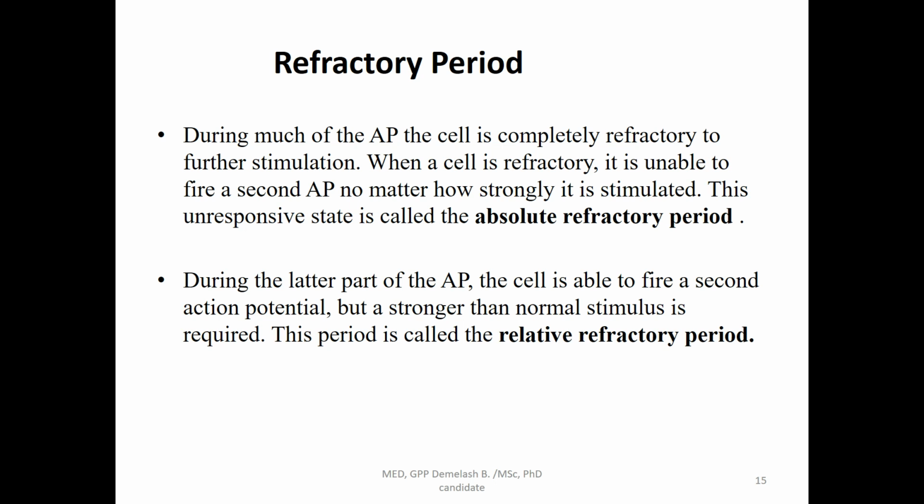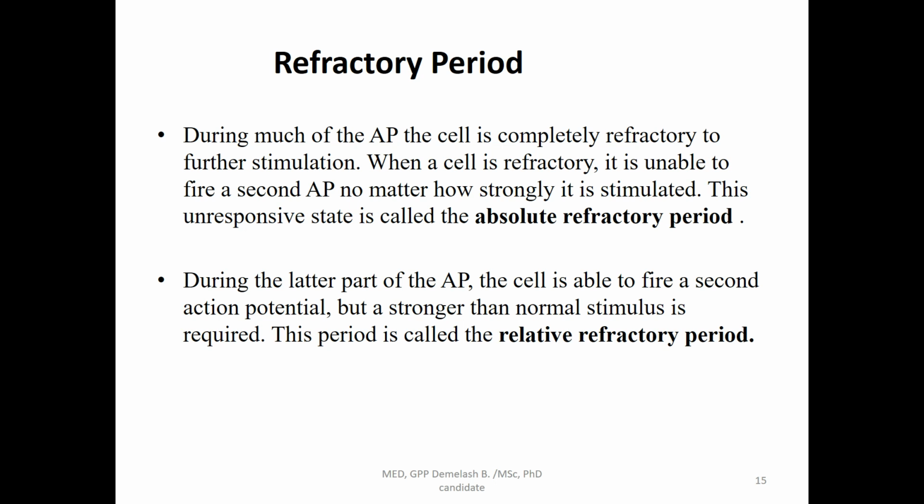There is also a refractory period. During much of the action potential, the cell is completely refractory to further stimulation. When a cell is refractory, it is unable to fire a second action potential, no matter how strongly it is stimulated. This unresponsive state is called the absolute refractory period.